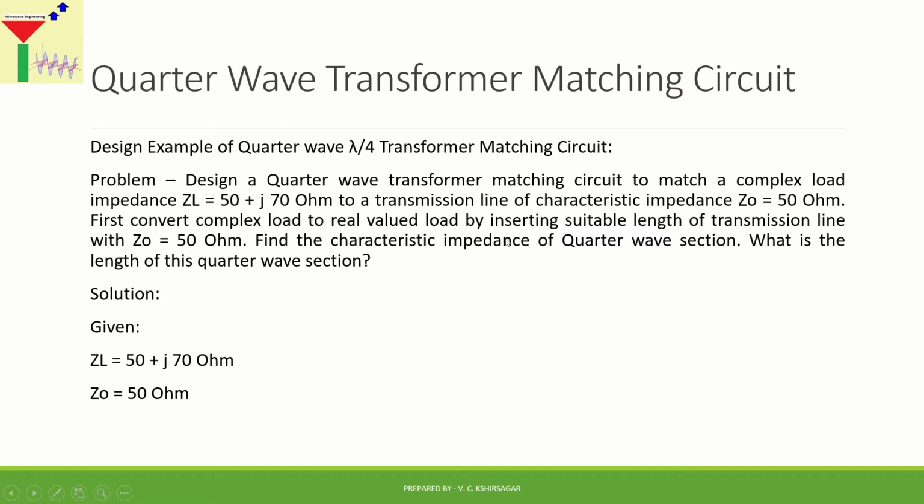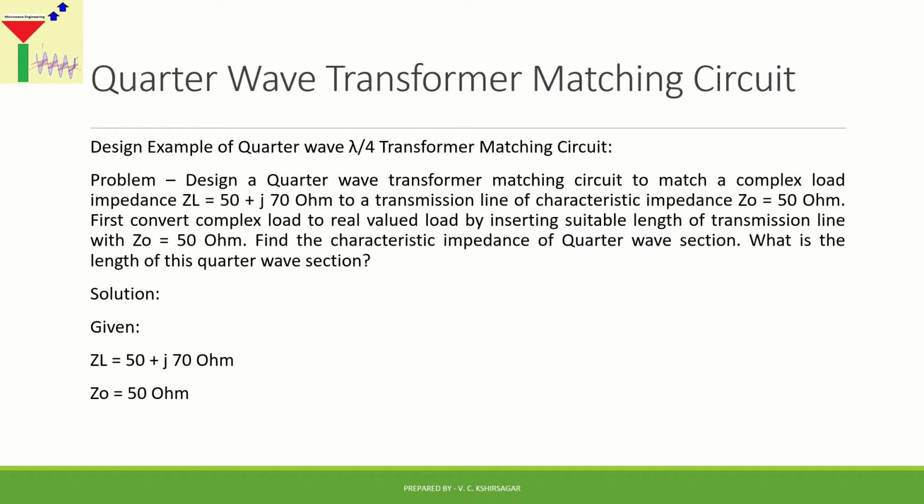Find the characteristic impedance of the quarter wave section and then the length of this quarter wave section. So these are the two questions. In the solution, first of all, we will write the given things. Please remember, here we need not specify any frequency. That's why transmission line matching is very important and beneficial.